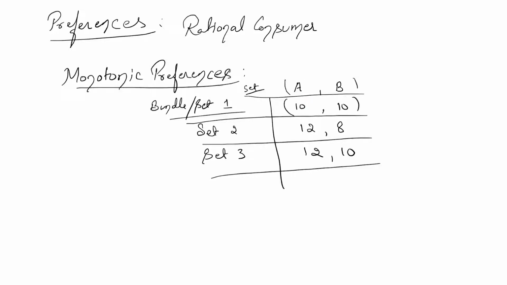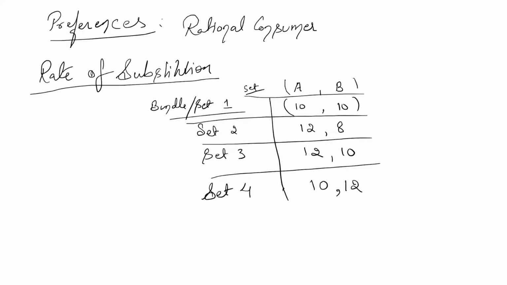Suppose in set 1, A and B both are goods, and the consumer will choose between set 1, set 2 and set 3. Here only set 3 has extra of good A and not less of good B. Thus the consumer will definitely choose set 3, and this type of consumer behavior or preference is known as monotonic preferences.